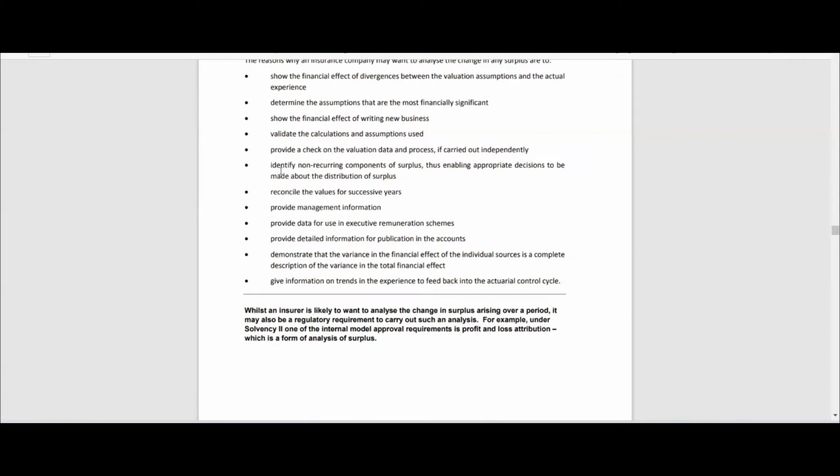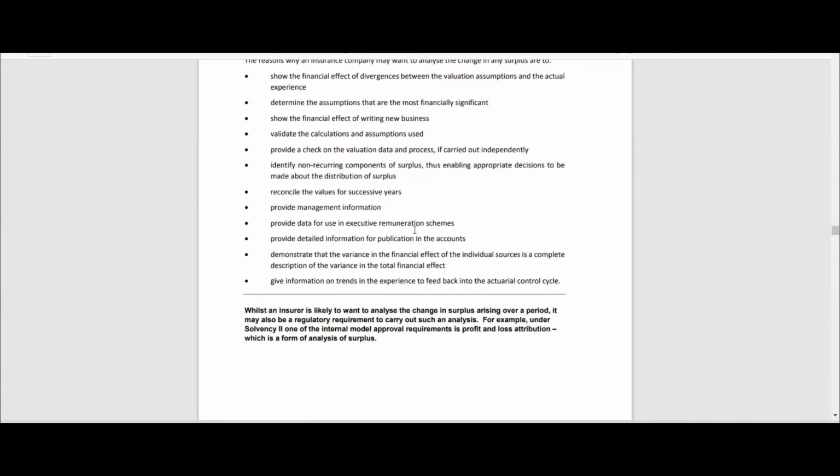Okay, so moving on. Identifying non-recurring components of surplus. Obviously, if some surplus has not happened in the previous year, and this year there is a surplus, maybe in reinsurance, then that might be the reason. Reconcile the values for successive years. As in the given example, mortality surplus would probably be in the same range, right? If it is not in the same range, then we have to see why it is not. Provide management information.